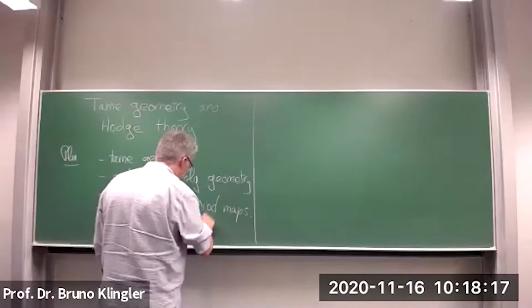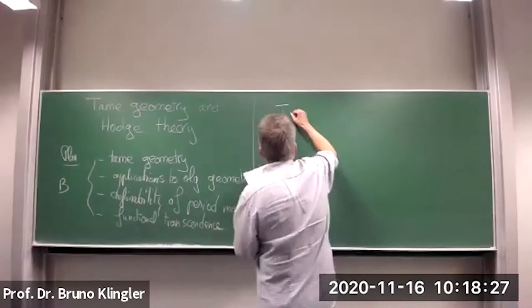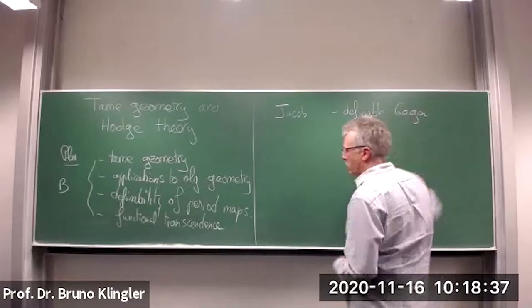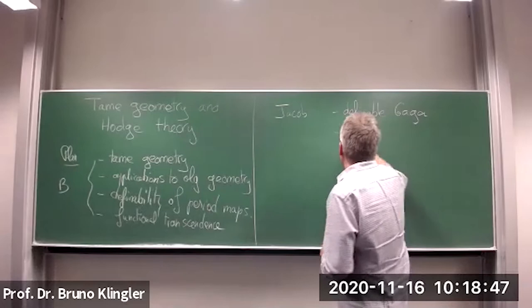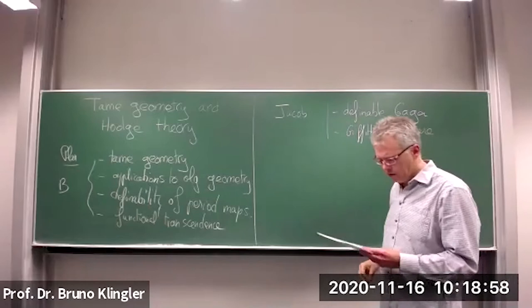So this is what I will do today and tomorrow, and Jacob told me that, and this is also in his abstract, he would talk about definable GAGA, which is a further improvement of these applications to algebraic geometry. And then he would talk about applications to Griffiths' conjecture. I think this is roughly the plan of what will happen in the next few days as far as those minicourses are concerned. Okay, so let me start now.